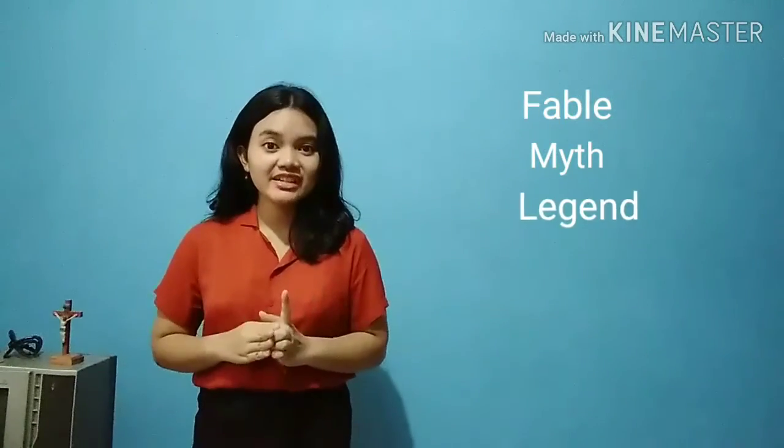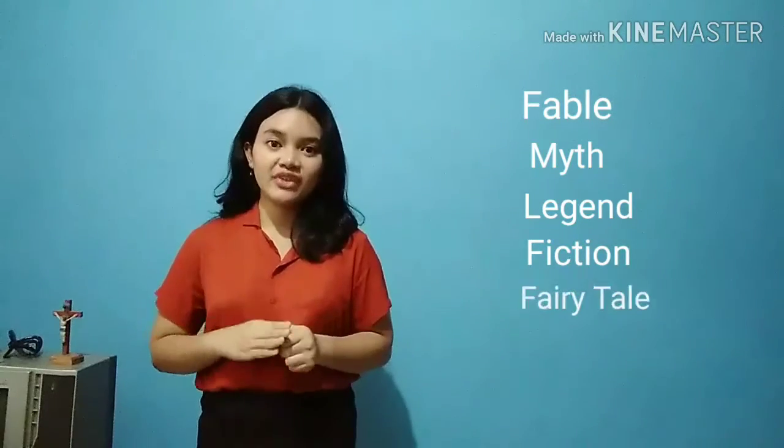So, we have 5 types of narrative text: fable, myth, legend, fiction, and fairy tale. A fable is a story with a moral, in which the characters are animals behaving like humans. Myth is a story about superhuman beings of an earlier age.